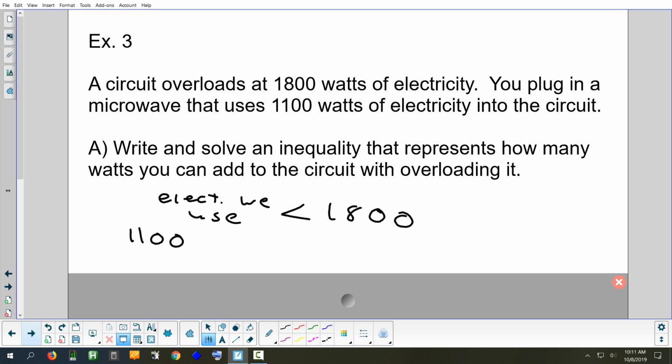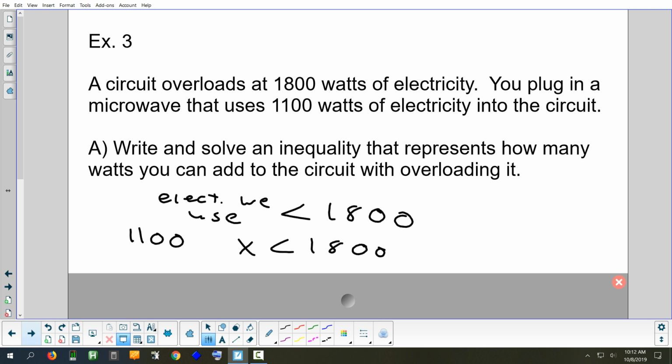Can we use any more? We still have more to use. So if we have more to use, we're going to put something here that represents an amount that's unknown. So what do I need right here? X.